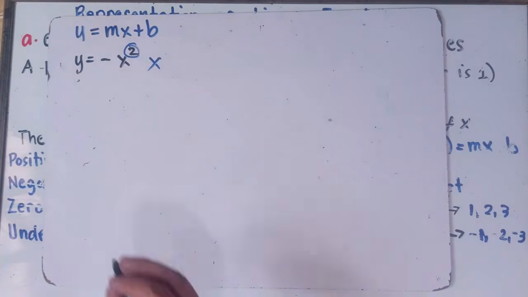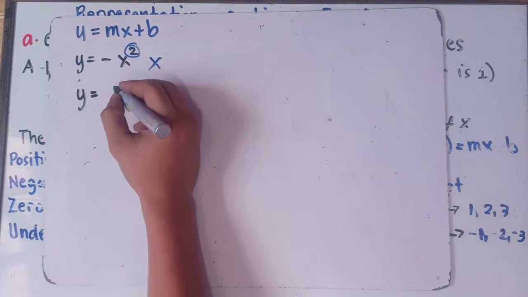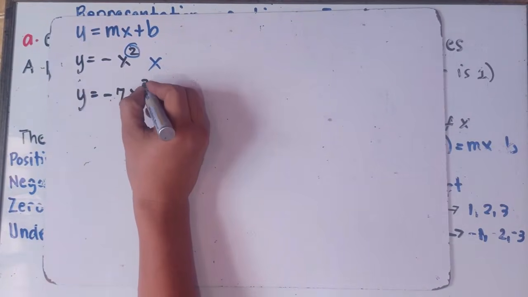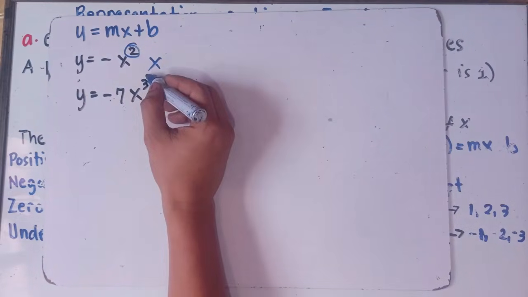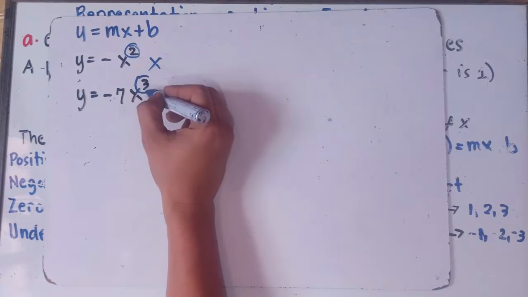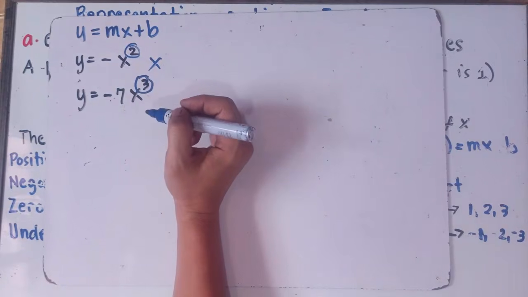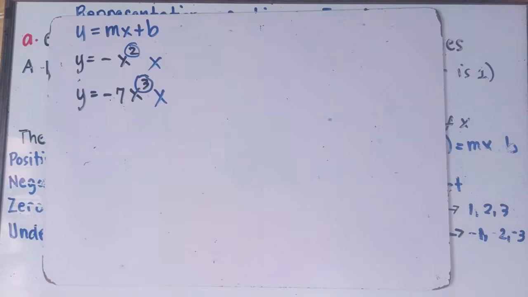Another example, if I will say y equals negative 7x cubed. Can you call this one a linear function? Nope. This is not a linear function, class, because the degree or the exponent is 3. For a linear function, it's only 1. So, therefore, this is not a linear function.